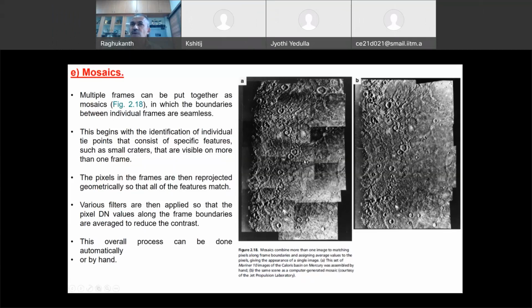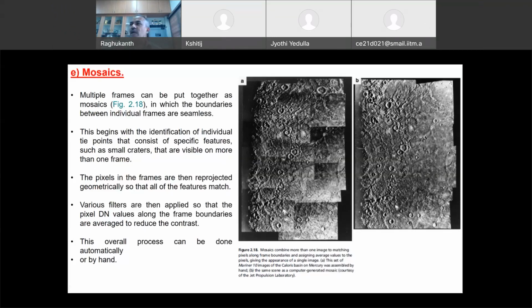Okay, so now these individual images, these multiple frames, you join them such that there will be no discontinuity. This is what we call a mosaic. Mosaics combine more than one image by matching pixels along the frame boundaries. So when you are matching this image and this image, at this boundary you have to do that pixel matching and all other things have to be done.